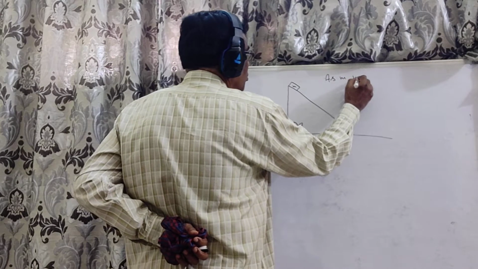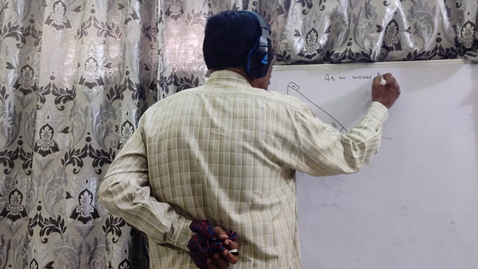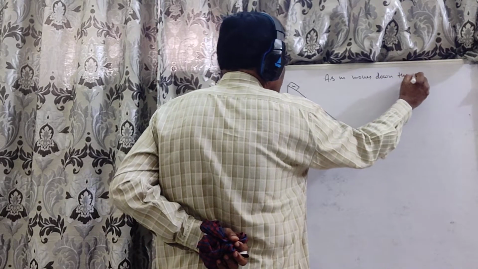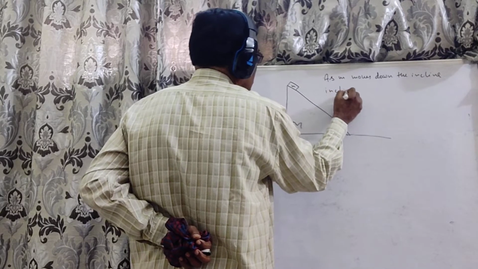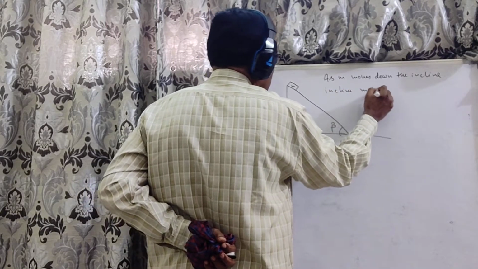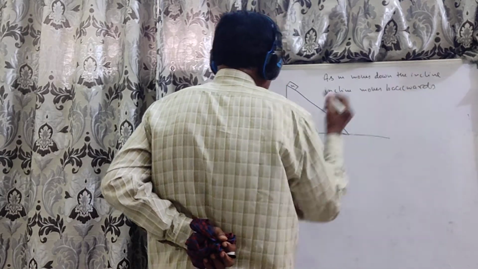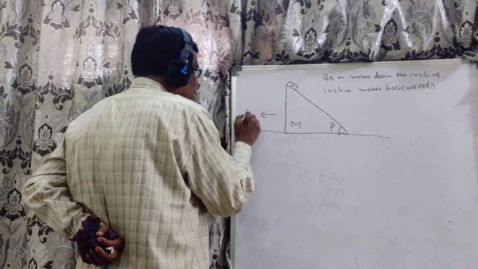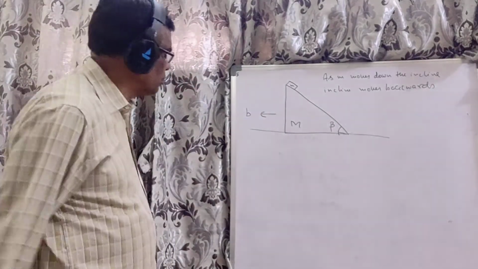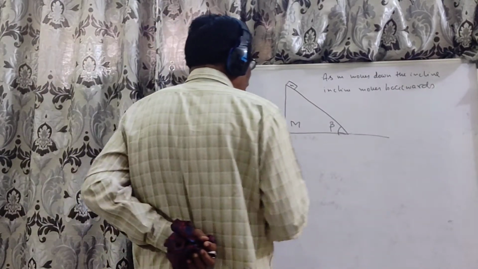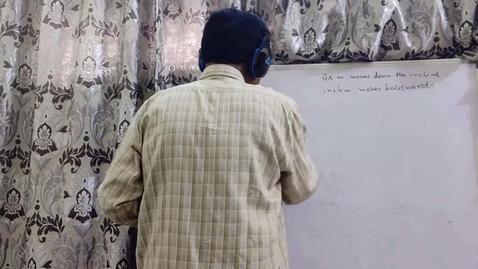As M moves down the incline, the incline moves backwards. Let this backward acceleration be B. It's moving with B. Now, I'll first of all show you how the whole scene looks.